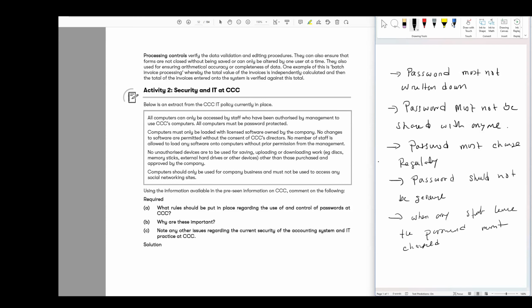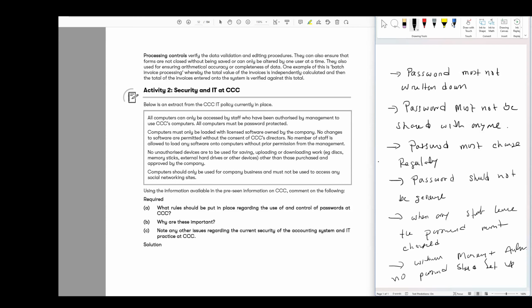And then you can say the password access can only be set up for new staff with management authorization. Without management authorization, no password should be set up. If I would like to set up a password, I always have to take authorization from the management. So that looks like a valid point, and that's enough for the first one.